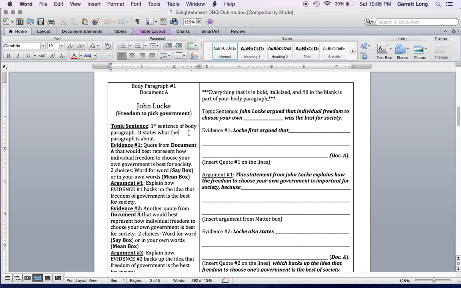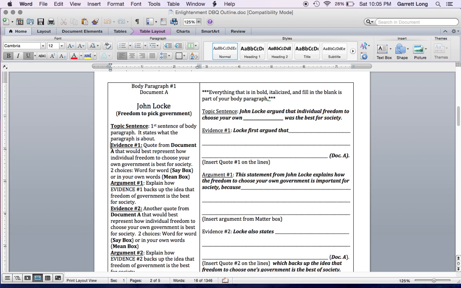So let me explain each part. Our topic sentence is the first sentence of the body paragraph. It states what the paragraph is all about. So on the right-hand side, if you guys see, here's our topic sentence. John Locke argued that individual freedom to choose your own blank was the best for society. That is your topic sentence. Everyone will use that topic sentence, but you need to fill in the blank. So anything that is in bold, anything that is italicized, you will write down as your paragraph in your essay.